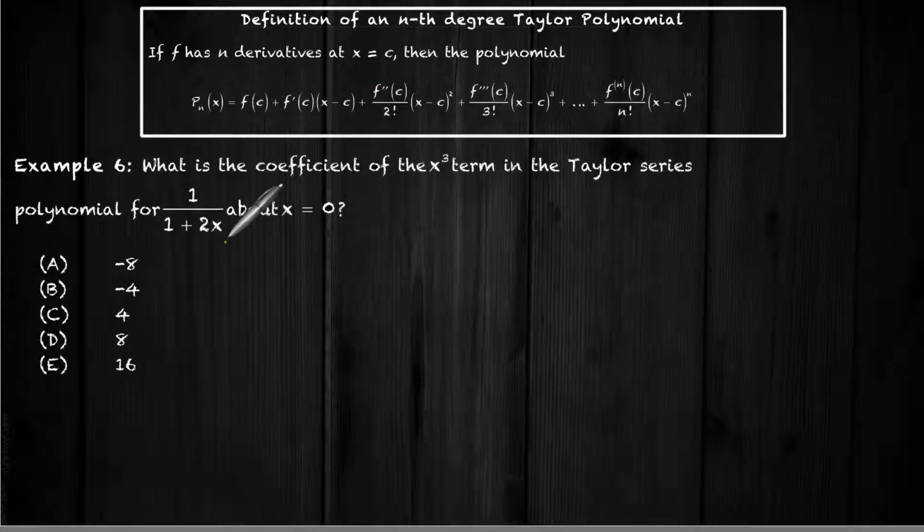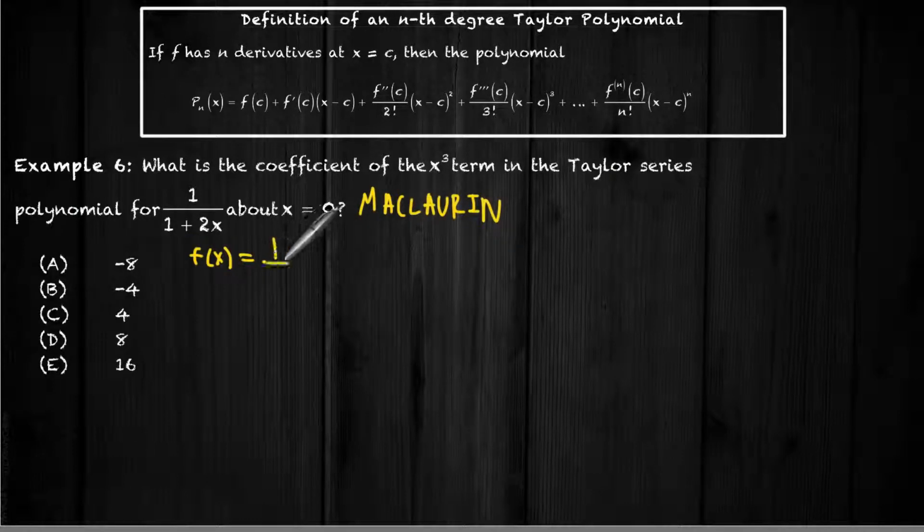For the sake of time, we're going to skip example 5 and move on to example 6. So it says, what is the coefficient of the x to the third term in the Taylor series polynomial for 1 over 1 plus 2x centered about x equals 0? So this is once again another Maclaurin polynomial. And so let's just start with our f of x, and that is 1 over 1 plus 2x.